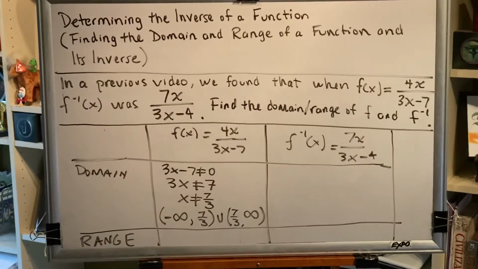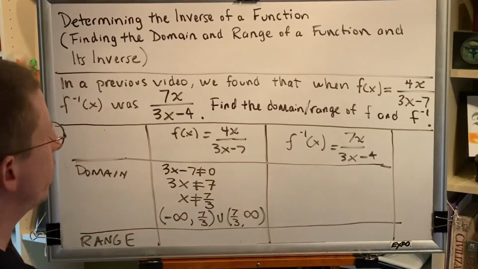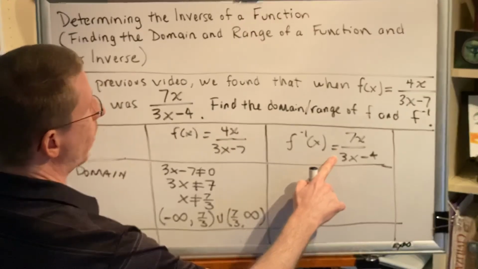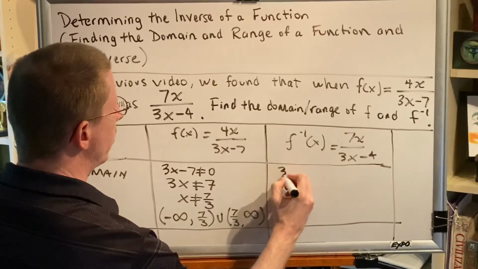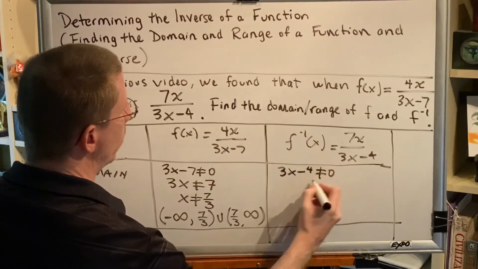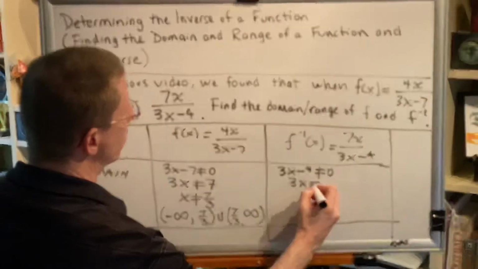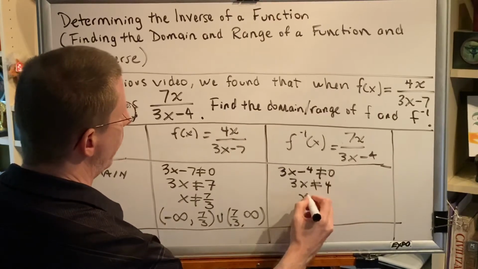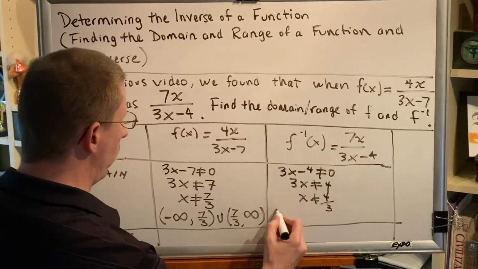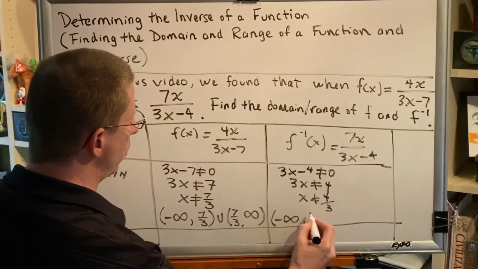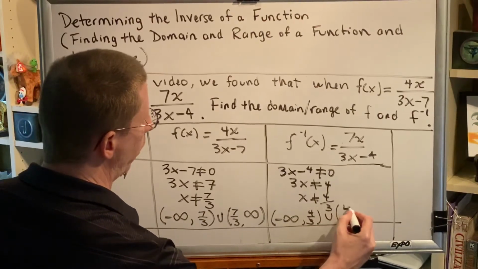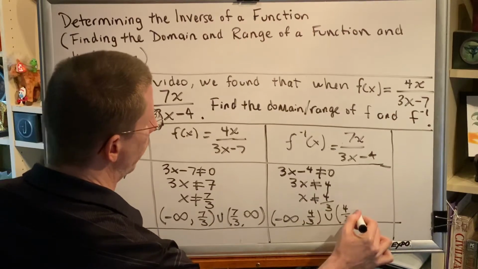Okay, let's now do the same procedure for our other function. This is going to be a very, very similar activity. So once again, there are no even index radicals or logarithms, but there is a denominator. So 3x minus 4 is not allowed to be 0. Adding 4 to both sides, 3x is not equal to 4. Dividing by 3 on both sides, x is not equal to 4/3. So as an interval, this would be from negative infinity to 4/3, union 4/3 to infinity.